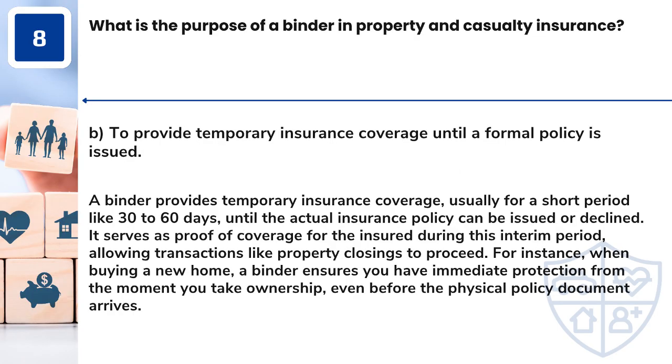Answer: B. To provide temporary insurance coverage until a formal policy is issued. A binder provides temporary insurance coverage, usually for a short period like 30 to 60 days, until the actual insurance policy can be issued or declined. It serves as proof of coverage for the insured during this interim period, allowing transactions like property closings to proceed. For instance, when buying a new home, a binder ensures you have immediate protection from the moment you take ownership, even before the physical policy document arrives.